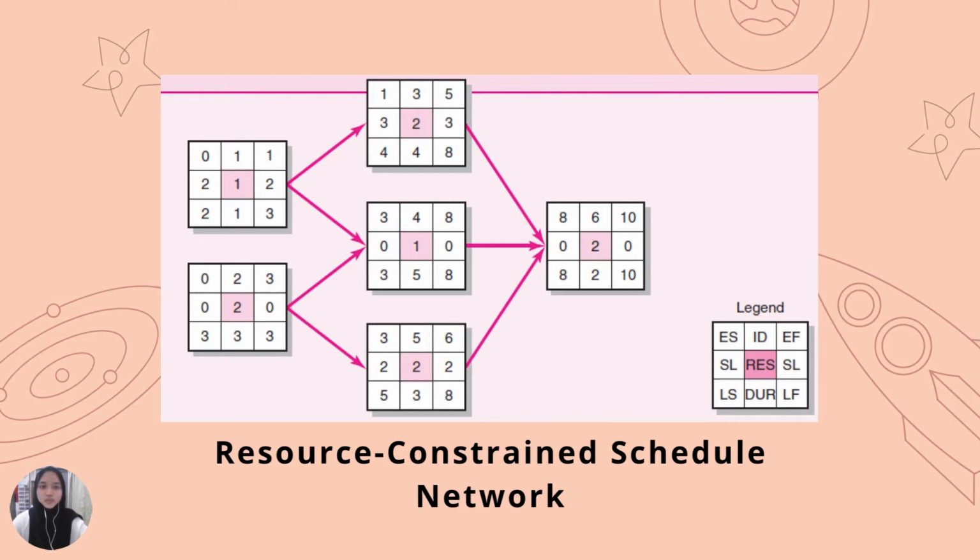So the first thing we must know and understand is the resource constraint schedule network before we extract the information to the load chart. As you can see from the legend, the first row states the ES, ID, and EF. ES is the short form of the earliest start time, ID is for the activity, and EF is the earliest finish time. The second row has slack: SL is for slack, the middle one is resources, and the other one is slack too. And the last row has the LS, duration, and LF. LS is the short form for the latest start time, and LF is the latest finish time.